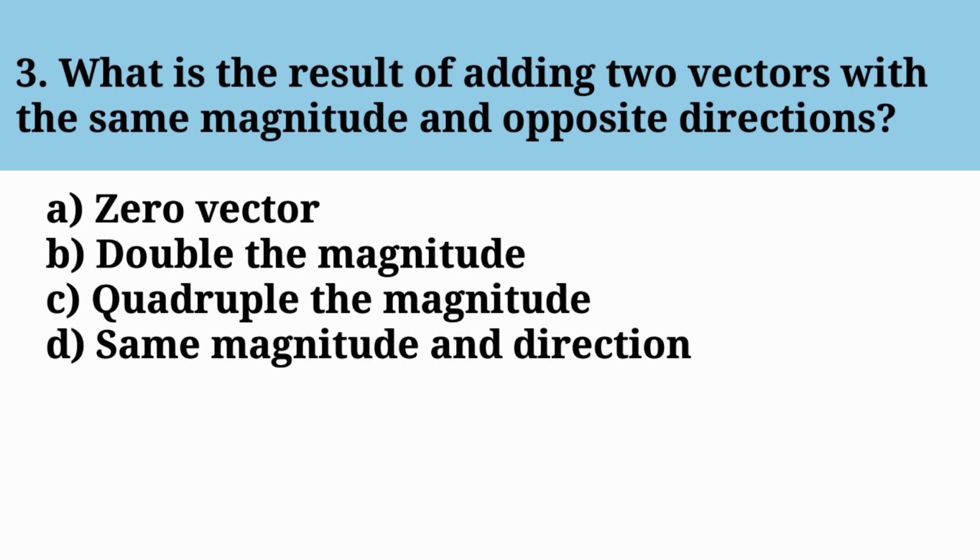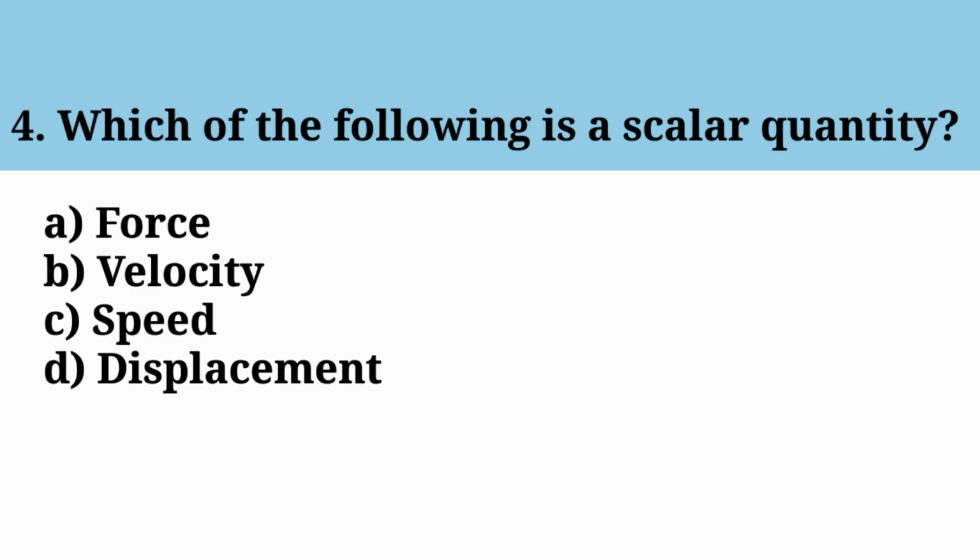What is the result of adding two vectors with the same magnitude and opposite direction? Option A, zero vector is correct. Which of the following is a scalar quantity? Option C, speed is correct.